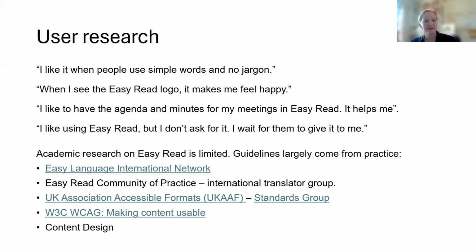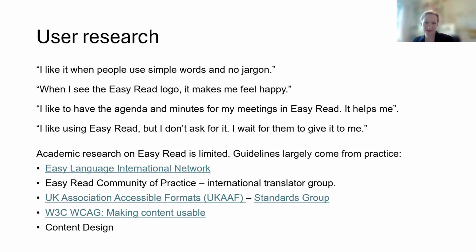Another person really stressed this, who had a job and felt that it was essential. So he says, "I like to have the agenda and minutes for my meetings in Easy Read. It helps me. I can't read the edge of that. But yeah, it helps me." So he felt included and was able to do his job because of that extra step that was made in terms of communication.